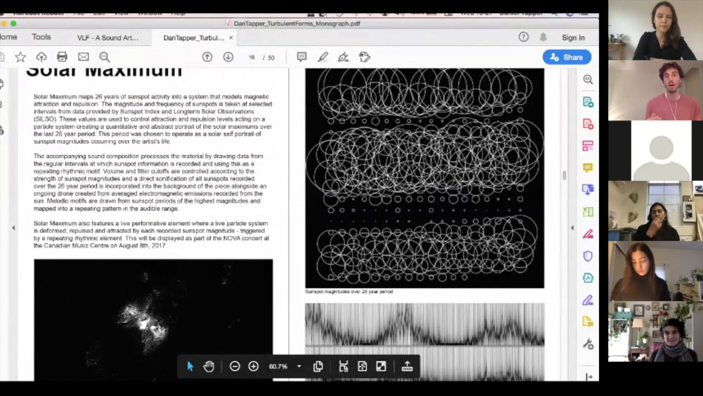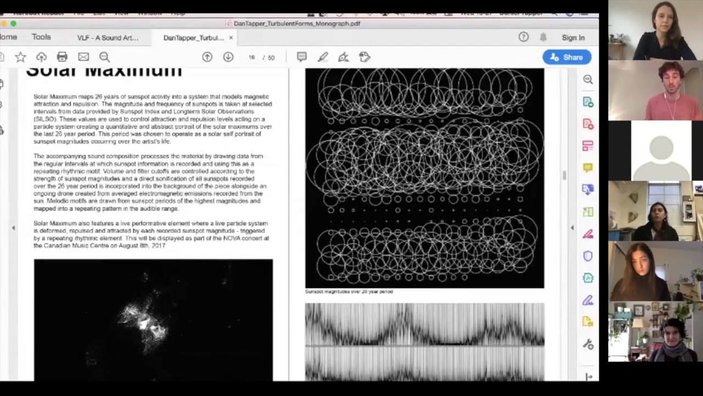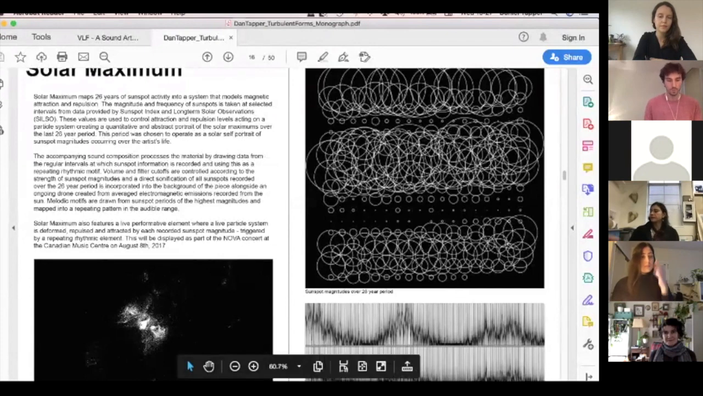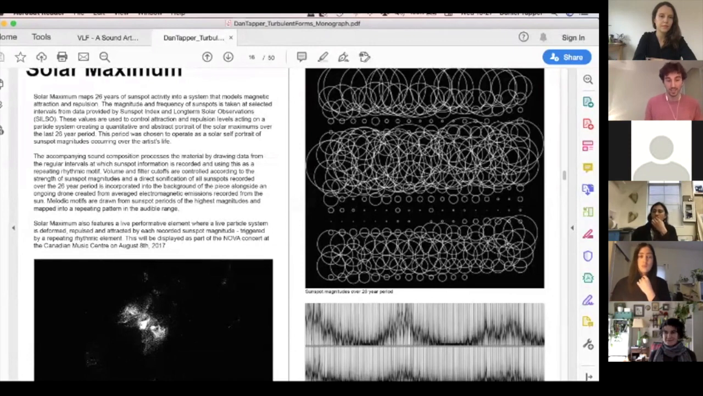So this is a mapping of all the sunspots that at the time had occurred in my life. So a 26-year period at the time in 2017 when I did the second iteration of Turbulent Forms. And so the circles are very simply mapped to, again, the number of sunspots per day and per month. And then you can see clearly this 11-year cycle during my lifetime. And the sound mirrors that. So that's really quantitative. It's an interesting way of working, but really it's not creatively that exciting.